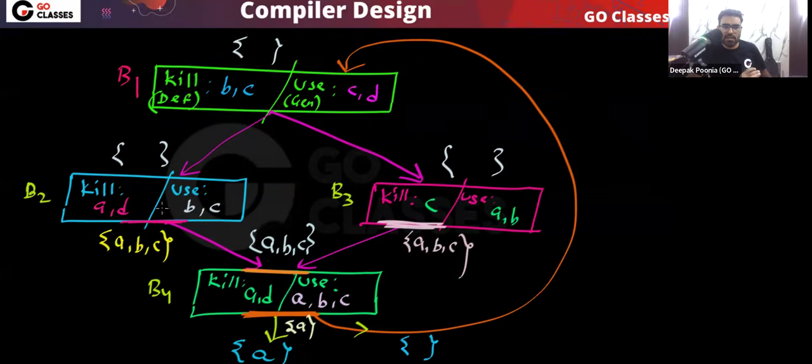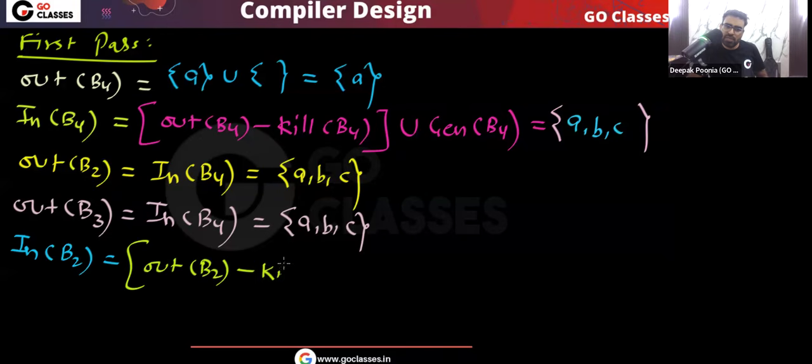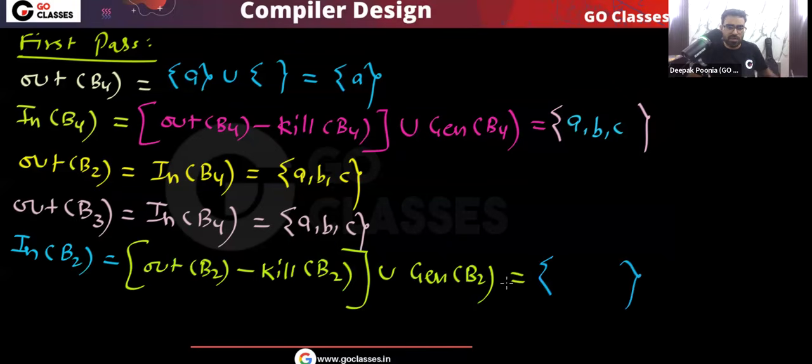Now let's go in the reverse direction. Tell me what will be in of B2. Let's find in of B2. The formula you already know: from out of B2, first you remove kill of B2, and then you union generate B2. Okay, so tell me which variables you will get.